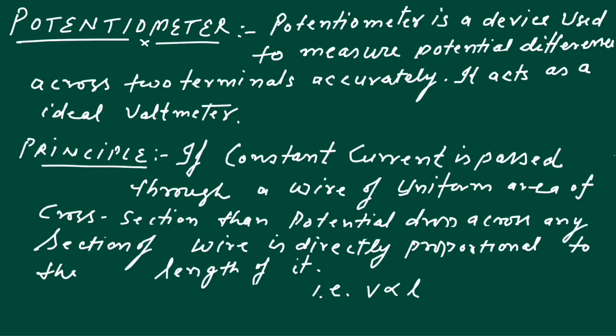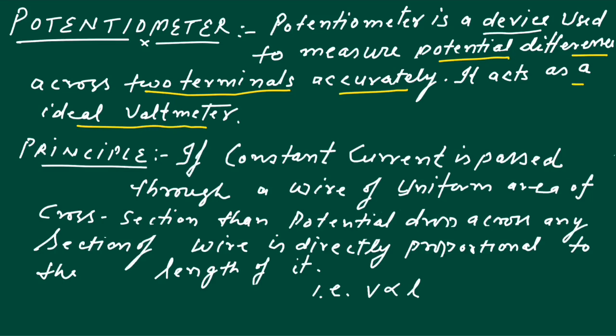Today's topic is potentiometer. Potentiometer was invented by Johann Christian Poggendorff in 1841. He was a German physicist. What is potentiometer? Potentiometer is a device used to measure potential difference across two terminals accurately. It acts as an ideal voltmeter because it does not draw any current.